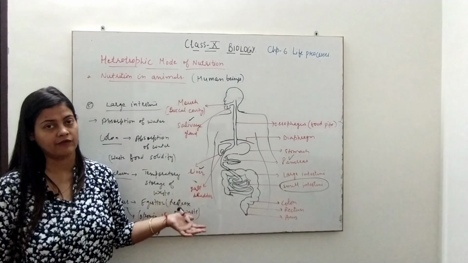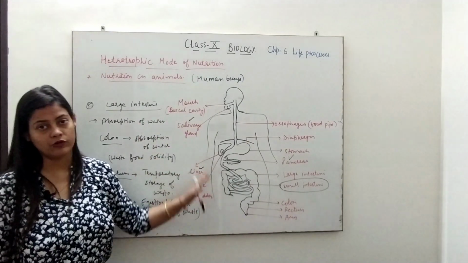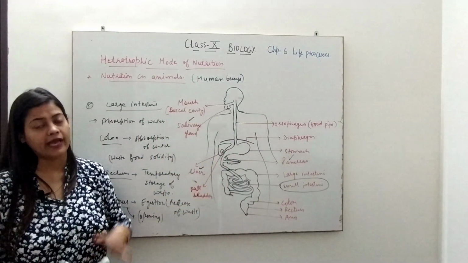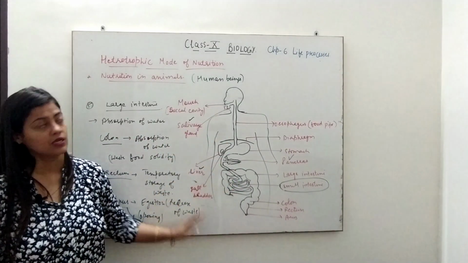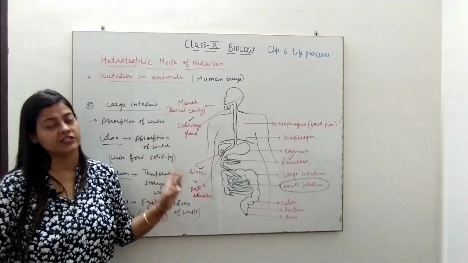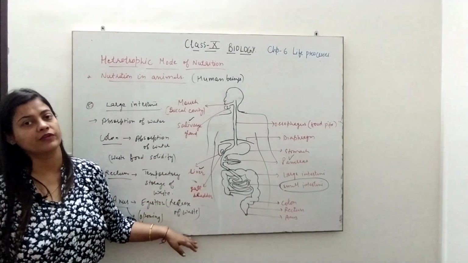Okay, so with this, the complete digestive system is done, and wherever I have told you the important points where there are chances of having questions in the board exam, I have told you already, and this is the complete diagram. It is also very important, along with every structure and its function. And with this, we are finished with the nutrition part also. In the next class, we will start with respiration.